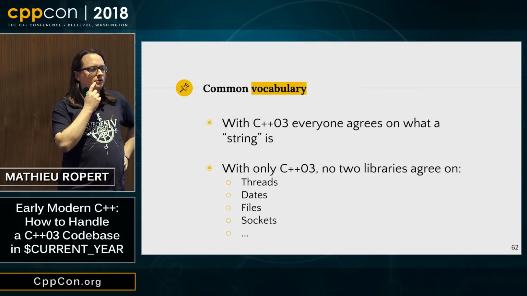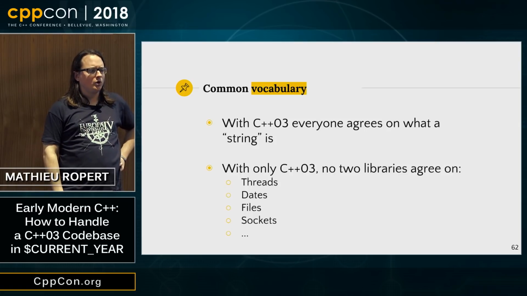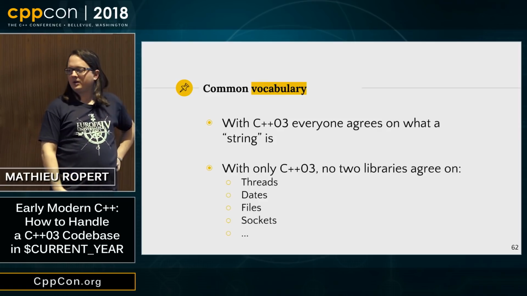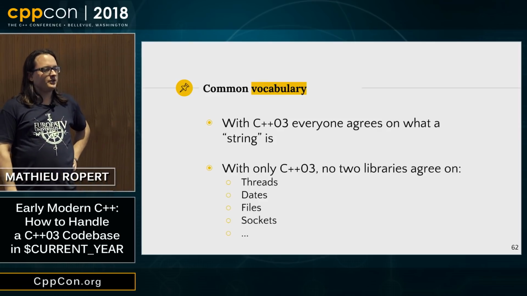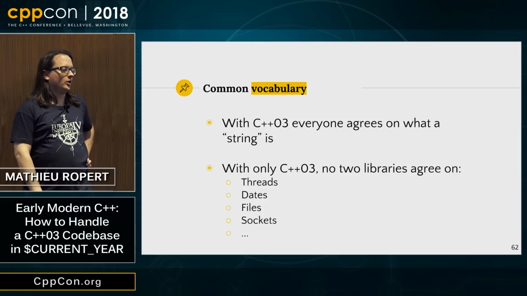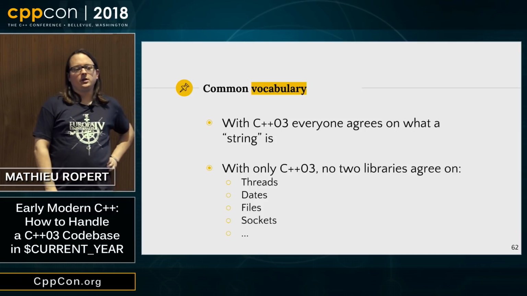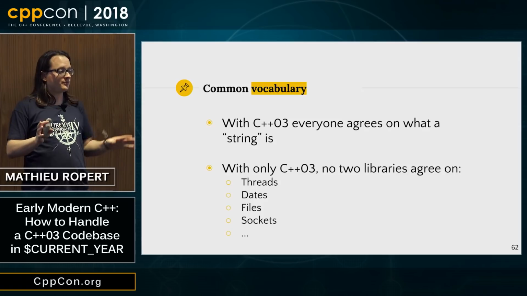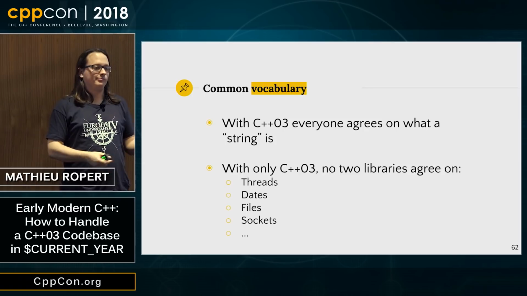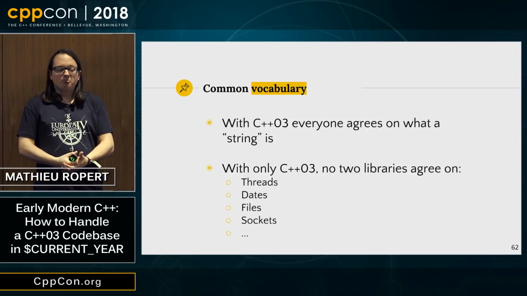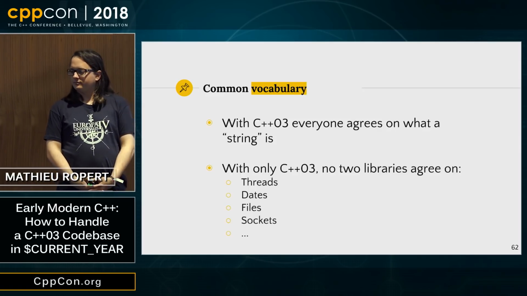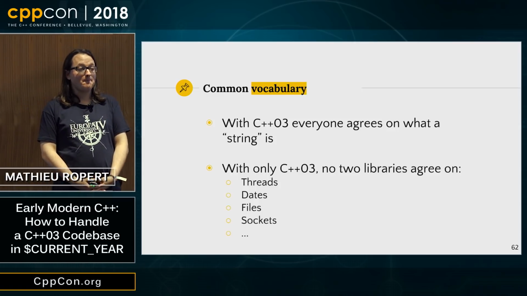Vocabulary is probably the one that is most commonly forgotten when we talk about the benefits of a new compiler. Here is the thing. Let's say you have to talk to another library. What can you agree on with C++03? You can agree on what a string is. You can agree on what a range is because you have iterator concepts. You can even agree on some concrete container types, like vector and map. That's great, but that's a bit bare-bones, right? How do you agree on what a thread is? A date, a file, a socket?